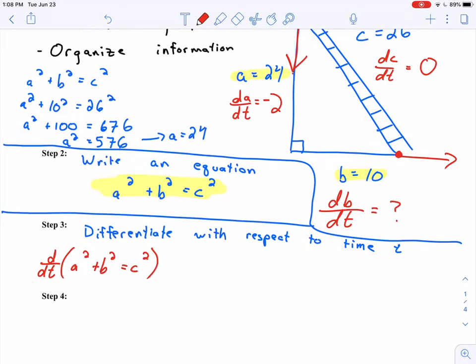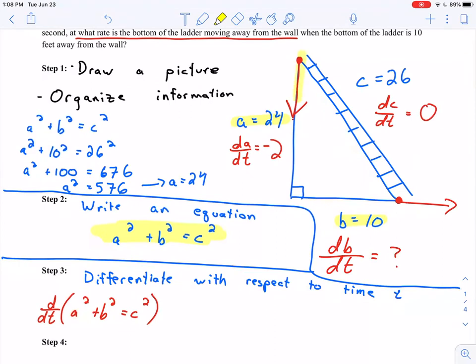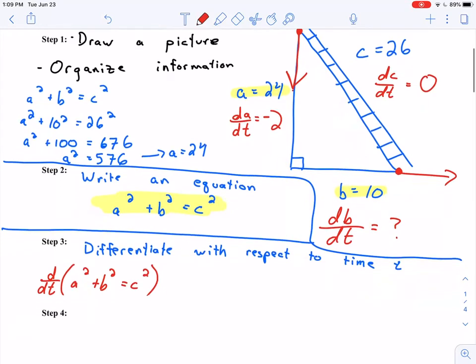And this can be a little bit tricky, but once we see a few, I think we'll get the hang of it pretty quickly. Each of these sides, a, b, and c, are really functions of time, because the side lengths, as we said over here, are all changing as time progresses, as time moves forward. So these are all functions of time, which means I need to take the derivative implicitly with respect to t.